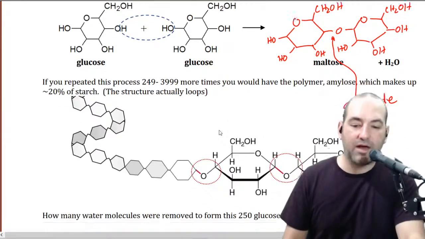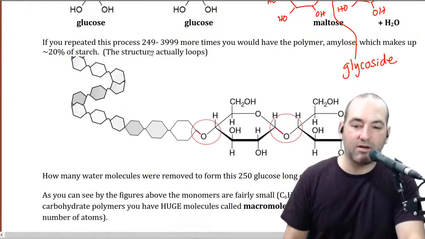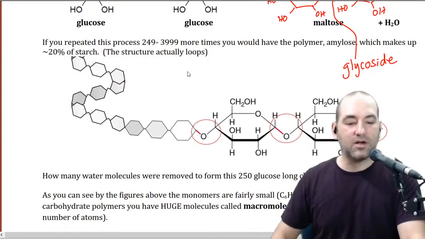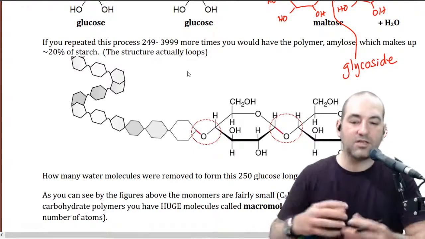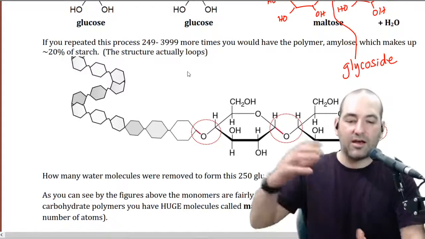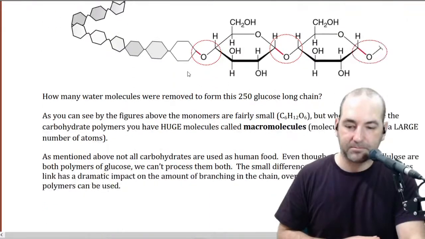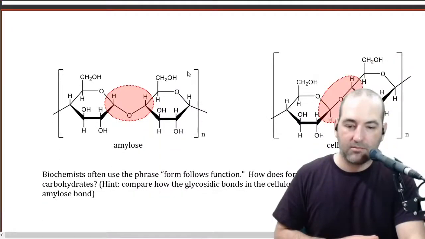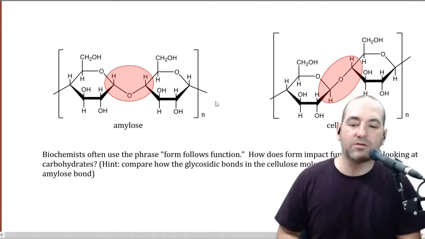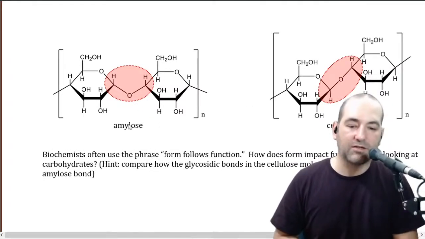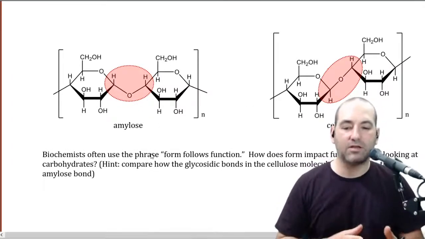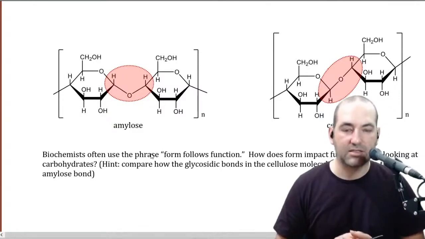Right? So if you keep doing that over and over and over again, 250 to 4,000 times, you have amylose, you have a starch. And that's now a polysaccharide. So you just keep doing this over and over again, and it makes these big, long starch chains. And then depending on how those are linked and the angles of those things, that's how you have different types of polysaccharides, because they're actually all pretty much made of glucose.